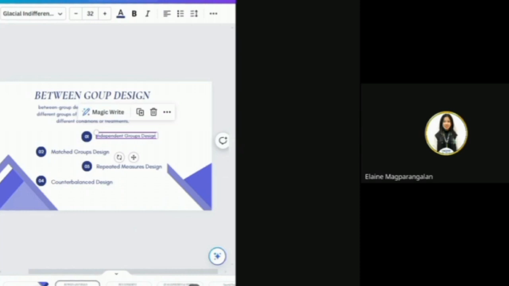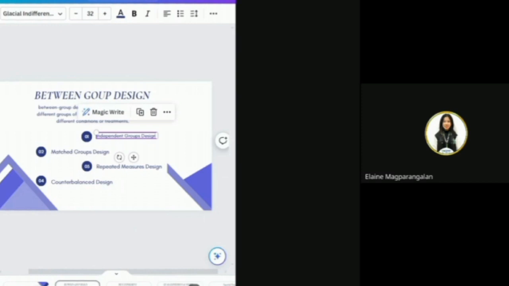Now, the second one is matched group design. In matched group design, participants are matched based on certain characteristics such as, for example, age, gender, or maybe academic ability. And then they are randomly assigned to different groups. This actually helps to control for individual differences that could affect the result.